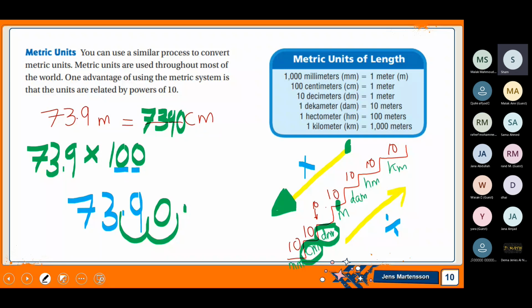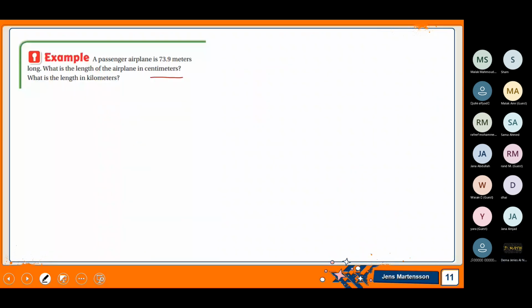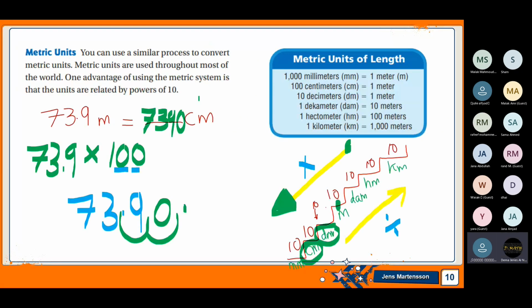Teacher, from where do we bring 739? From the question, this one. Teacher, we multiply by 100 because we multiply 10 with 10? Yes, exactly.